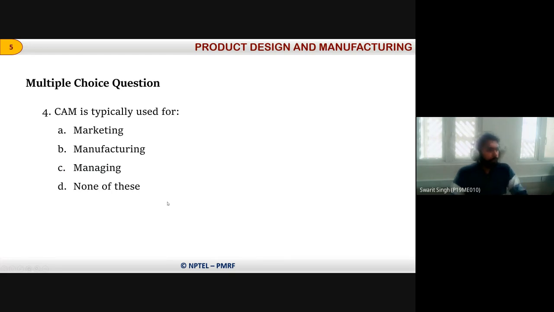Moving to the fourth question. The fourth question is on your screen. It says CAM is typically used for. So first of all, what is CAM? CAM stands for. I hope you all are able to follow. You must have heard this word CAM earlier. Yes, yes. So it is computer aided manufacturing.